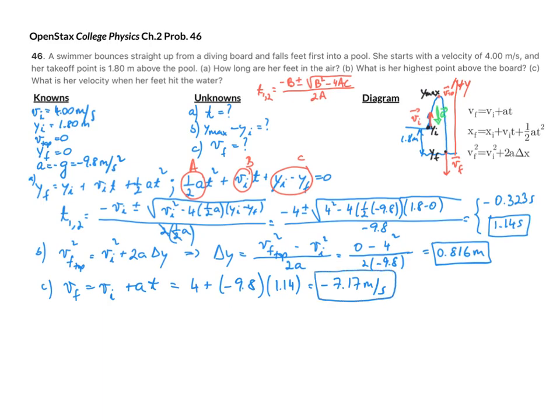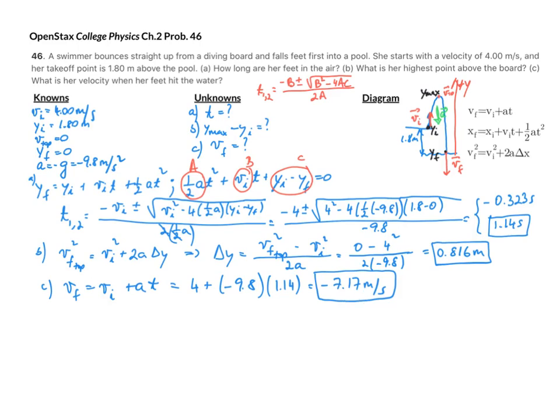So let's check to see if this is actually correct. First of all, we get a negative number. Why do we get a negative number? Well, because the velocity is in the negative direction. Remember that we picked y to be positive going up. After the highest point here, her velocity is going to be negative, so that's indicated by the negative sign that we have here. So that's good.